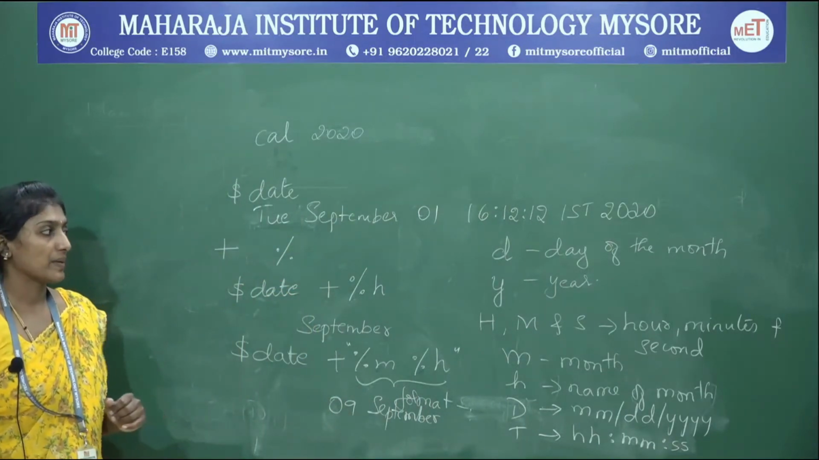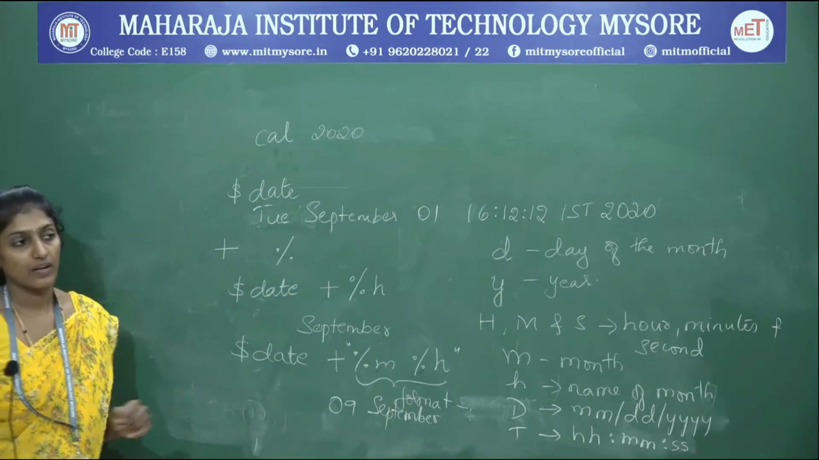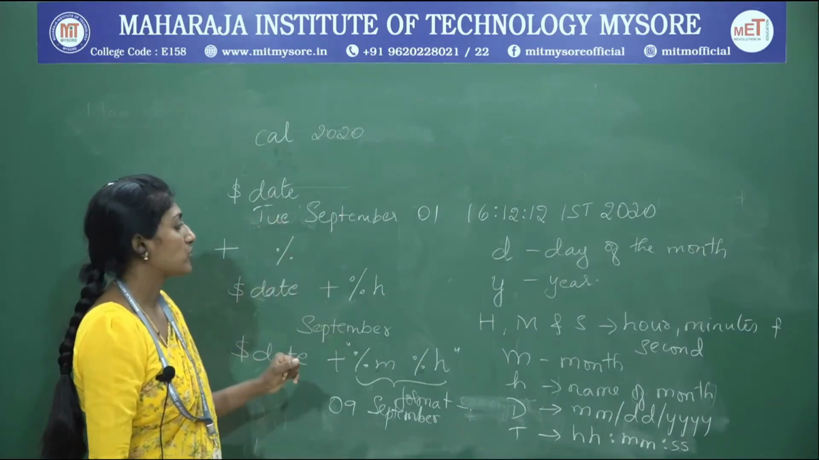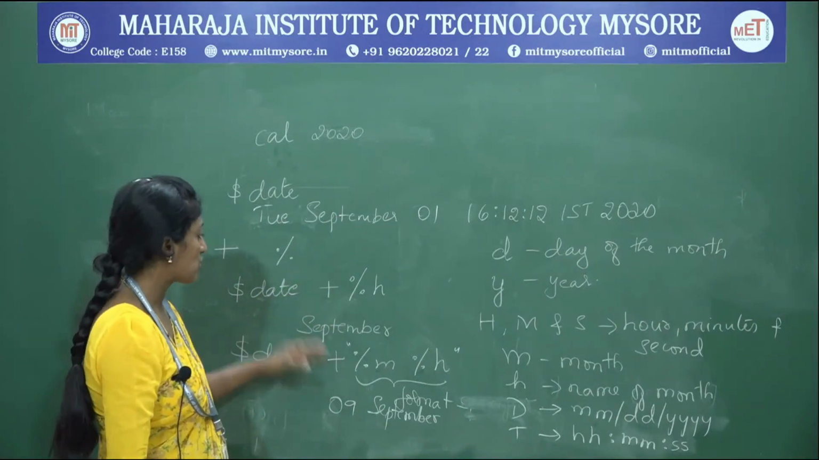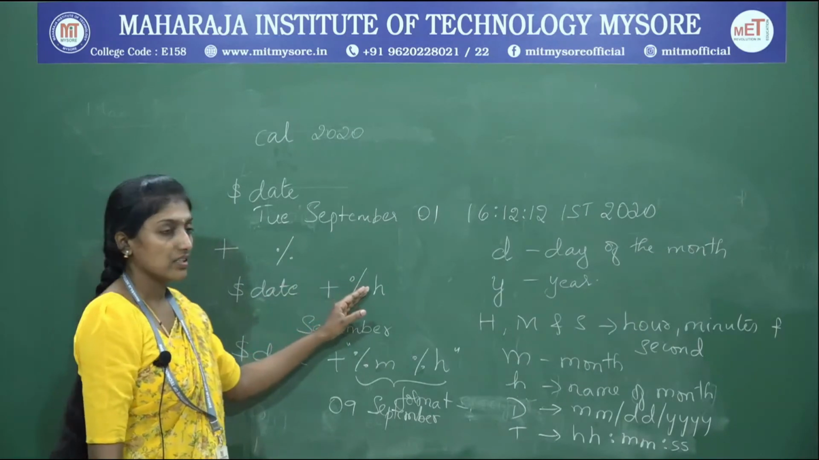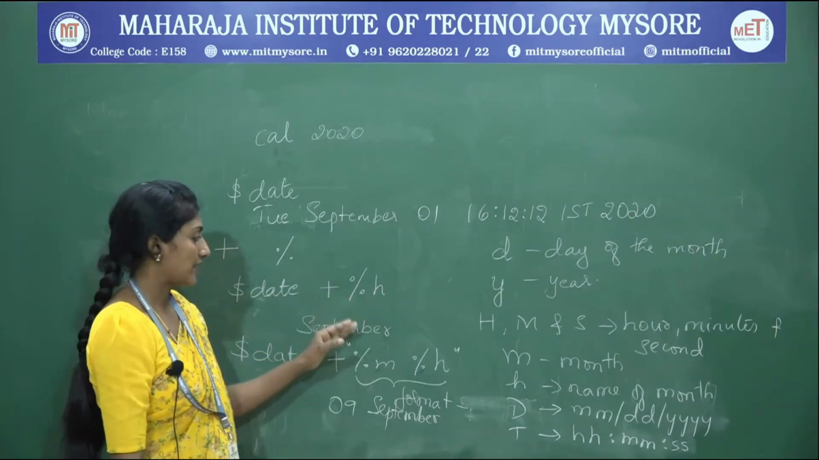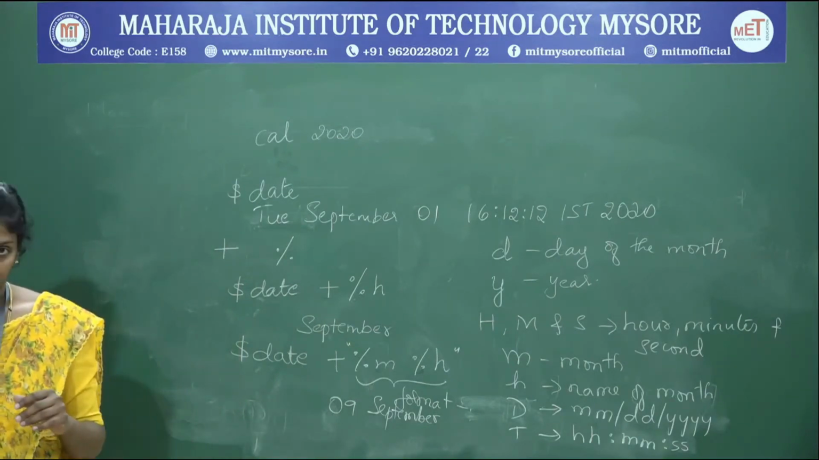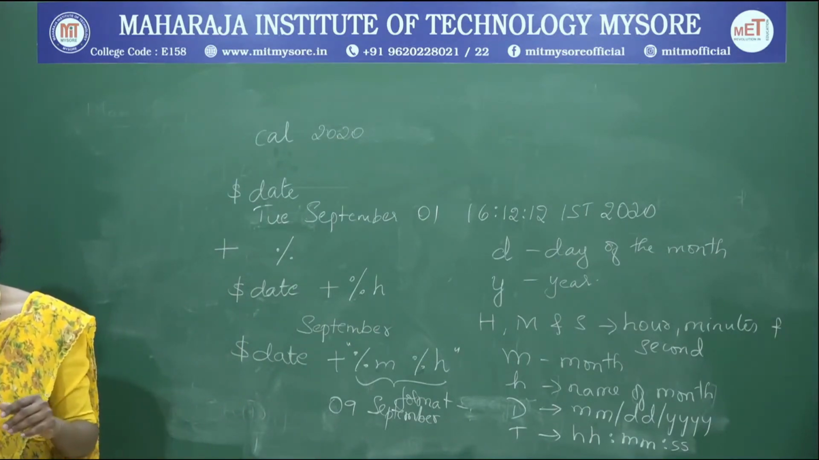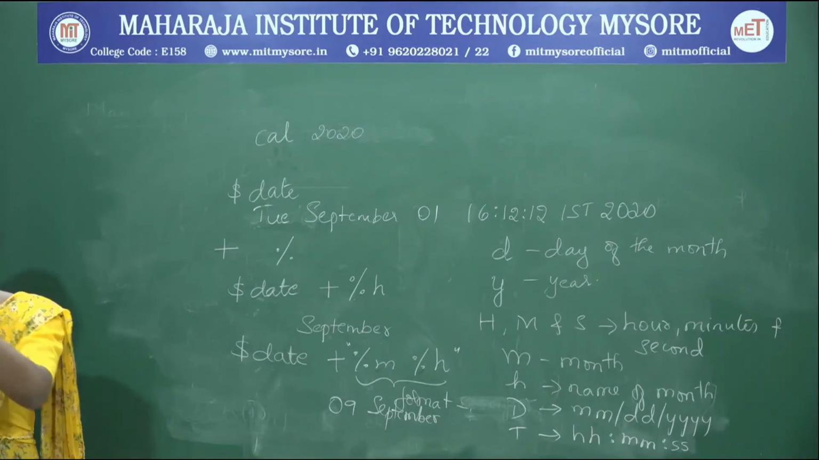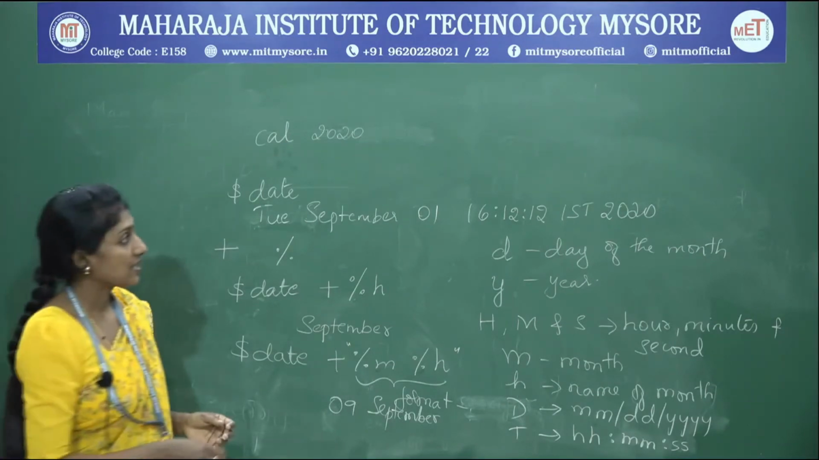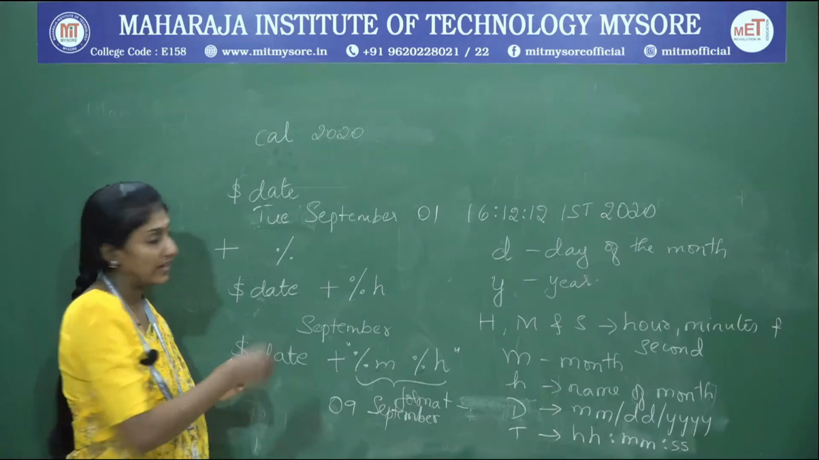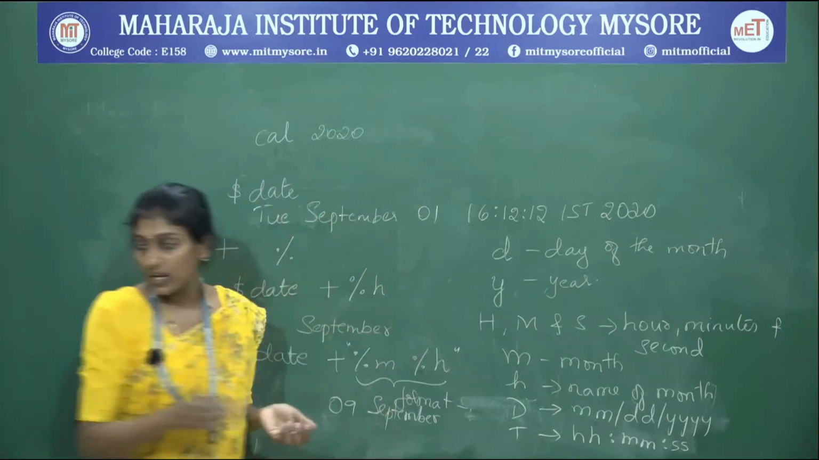So these are the format specifiers used for the date command. These are not options, they are format specifiers for the date command. So next we do have the next command, as I have already specified while writing it, that is the echo command.